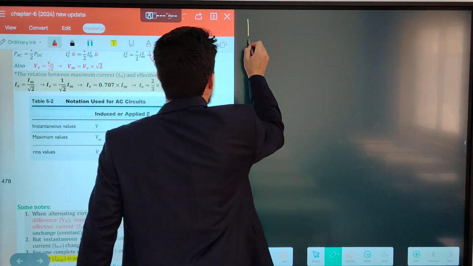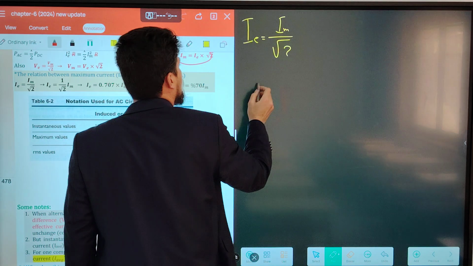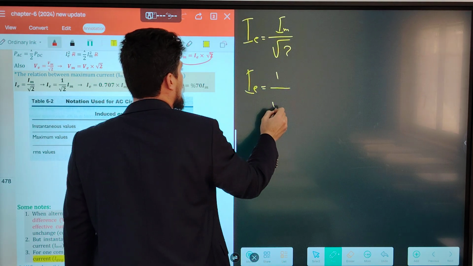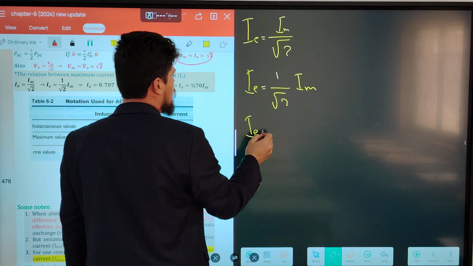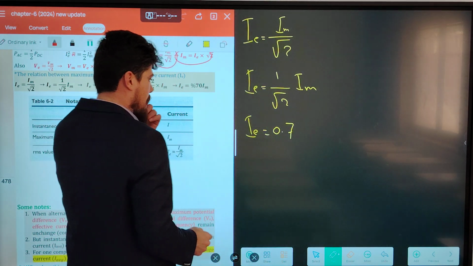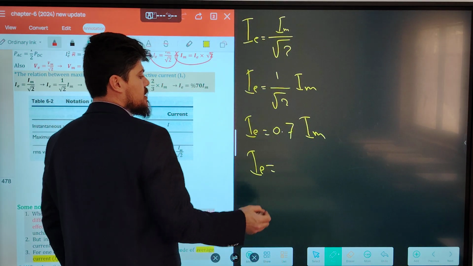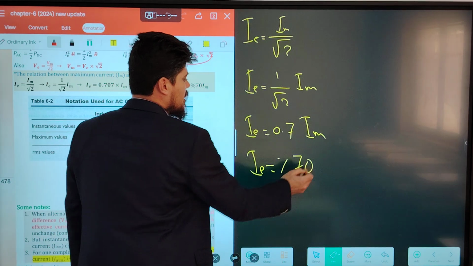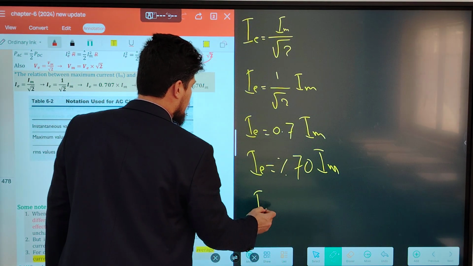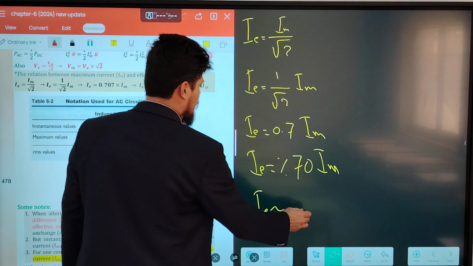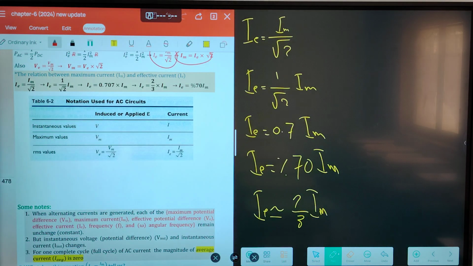Guys, when we say IE is equal to Im over radical 2, can you write it down like this: 1 over radical 2 times Im? Why not? Yes. 1 over radical 2 is equal to what, guys? Approximately 0.7. 0.7 Im. In percent, IE is equal to how many percent of Im? 0.7 is equal to 70% of Im. 70% is equal to what? Approximately, not exactly, 2/3 of Im. A little bit more than 2/3 of Im. Okay?